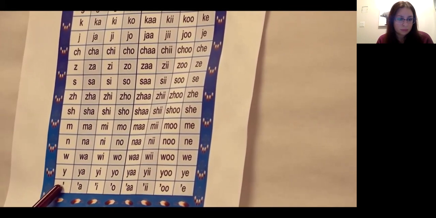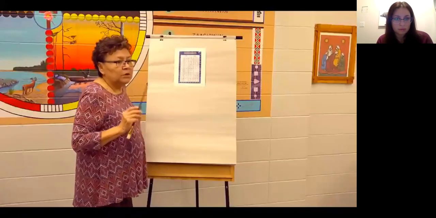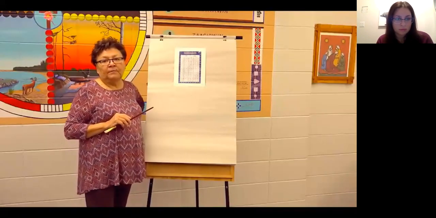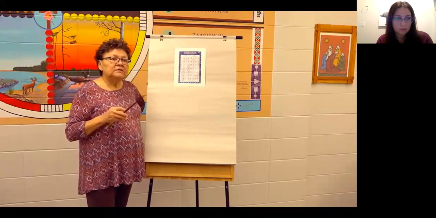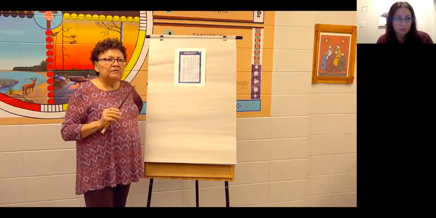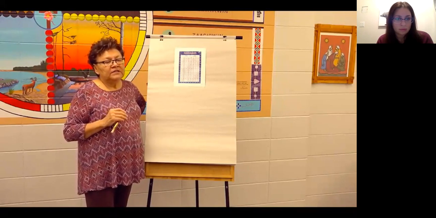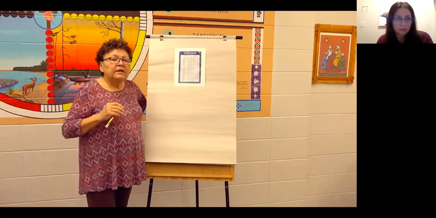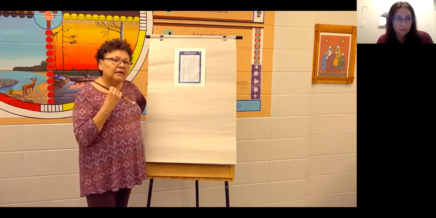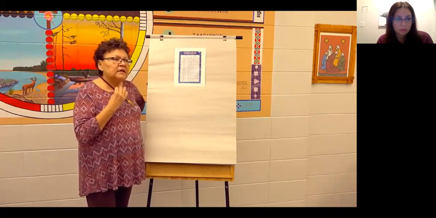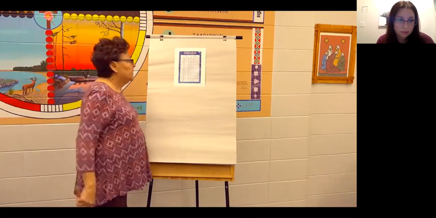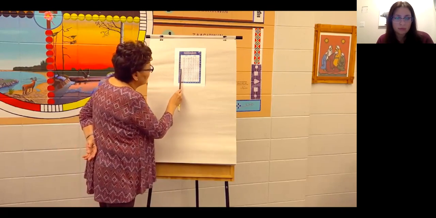And then this here, the apostrophe, is what we call a glottal stop. You'll find it in some of our words, not a lot, but you will find it. For example, must not be good. So it's like that kind of sound. So those are our consonants.